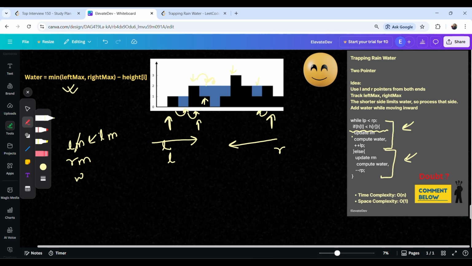Suppose my right pointer is here, it will compute water, it will come here, and this is how we are going to work around this. You can compute this simulation on your own. The summarized version is that we are going to maintain two pointers to compute this, and at every point we are going to update whichever side we have chosen, updating left max and right max accordingly, and this is how we are going to compute the answer. Let's quickly code this one.